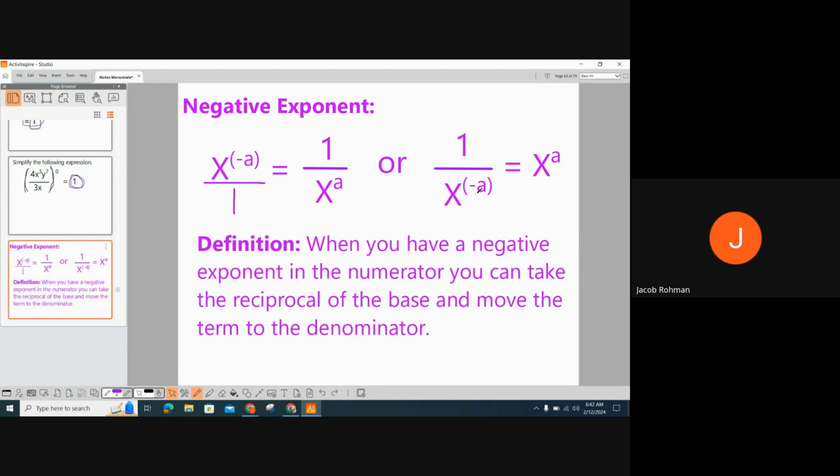And the same is true over here. So over here we can say this is x to the a power over 1. And this is 1 over x to the negative a power. Well, if I want to flip this fraction over, I can turn this exponent positive. Okay? And those are equivalent expressions.